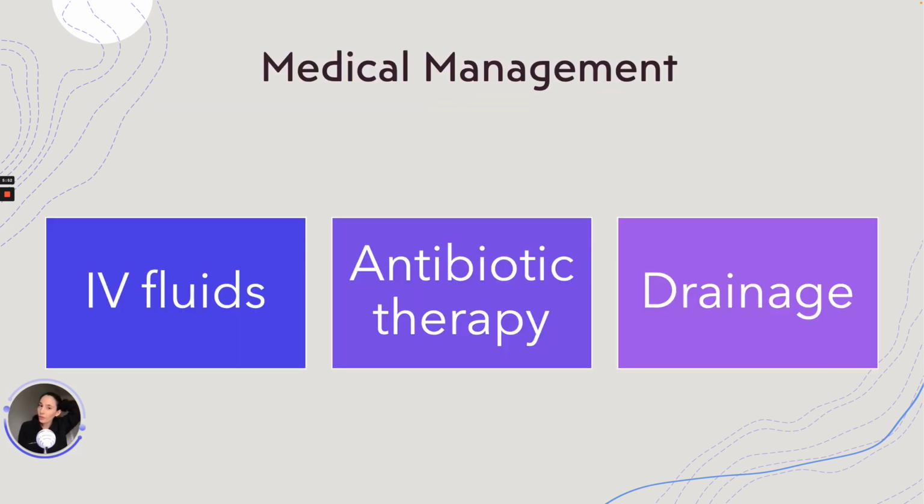So medical management: we can provide IV fluids to correct fluid and electrolyte imbalances and dehydration. They'll also be administered prior to surgery. We can also administer antibiotic therapy to prevent sepsis, and they can be administered pre-surgery as well. We can look at drainage. When perforation of the appendix occurs, an abscess may form and the patient is initially treated with antibiotics, and the surgeon may place a drain in the abscess.